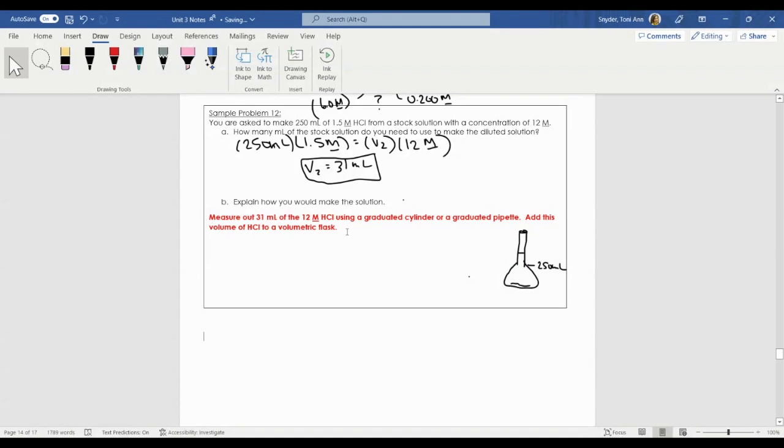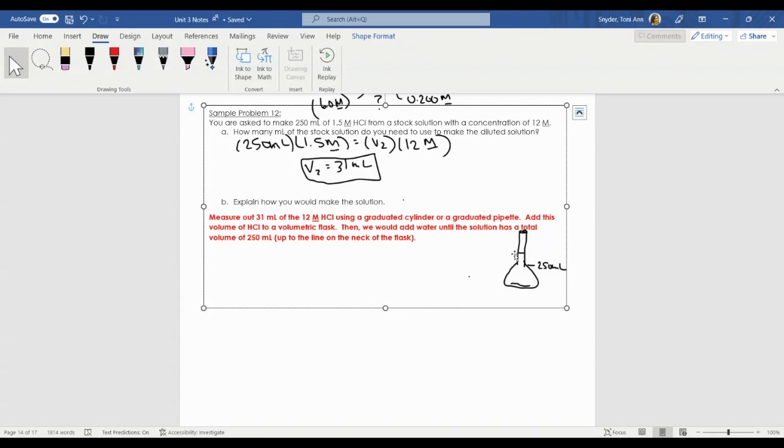So what do I do next? Then we would add water until the solution has a total volume of 250 milliliters, which would be up to the line on the neck of the flask. So then I would fill it up to 250 milliliters. So I'm not adding 250 milliliters of water. I'm just adding it up to the line.